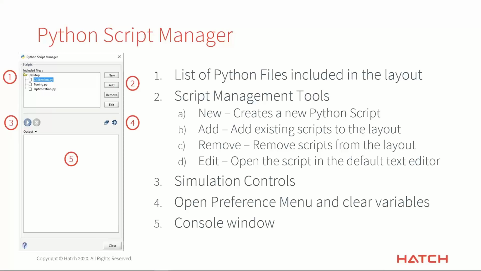The final important feature is the console window. This is where any outputs of your Python script will be printed, such as print statements or any errors that may come up while you're running scripts.